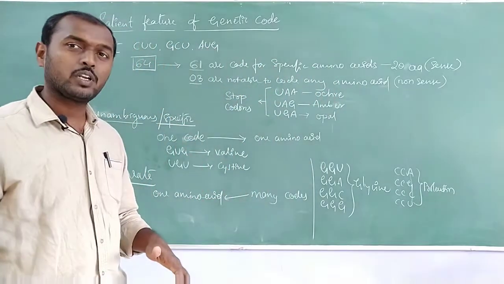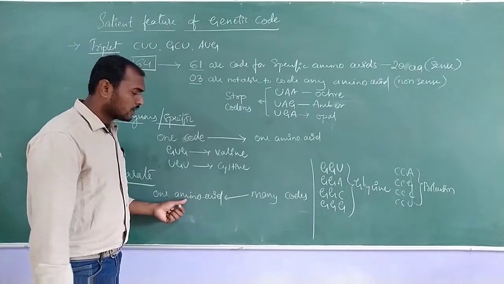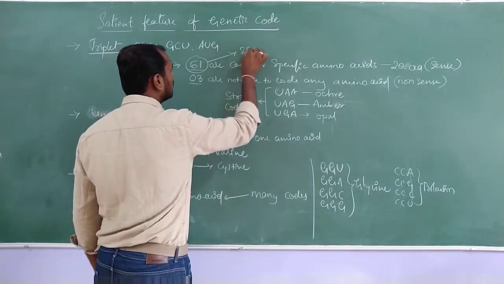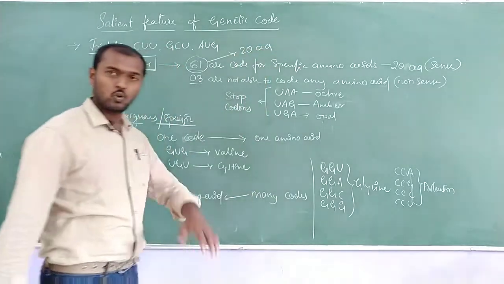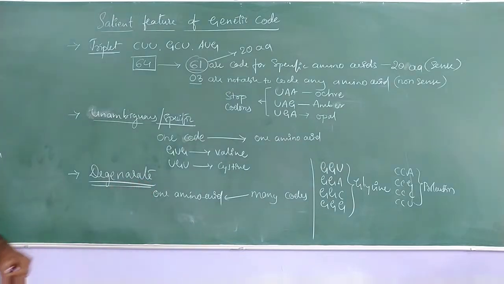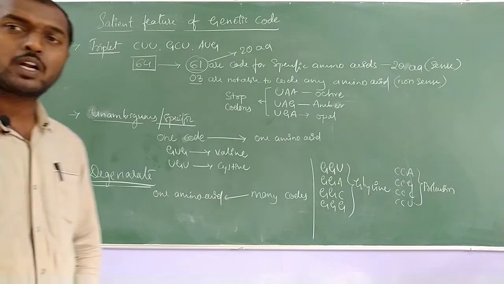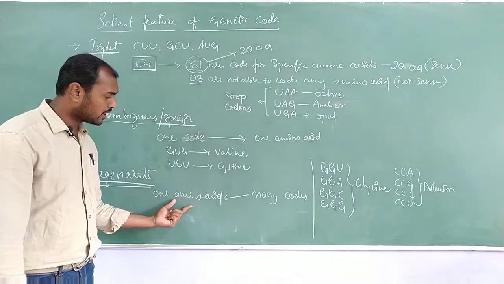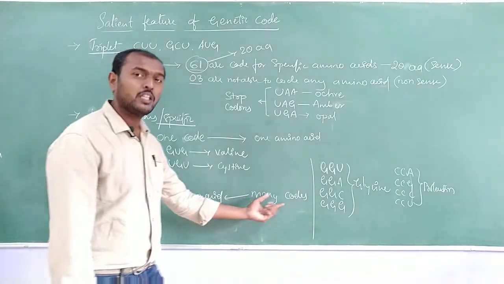So now you are able to understand why 61 codons are able to code 20 amino acids. Hope you got the answer. Why? Because these codons are degenerate, the codons show one more property, that is what we call the degenerate property. That is, one amino acid is coded by many codons.